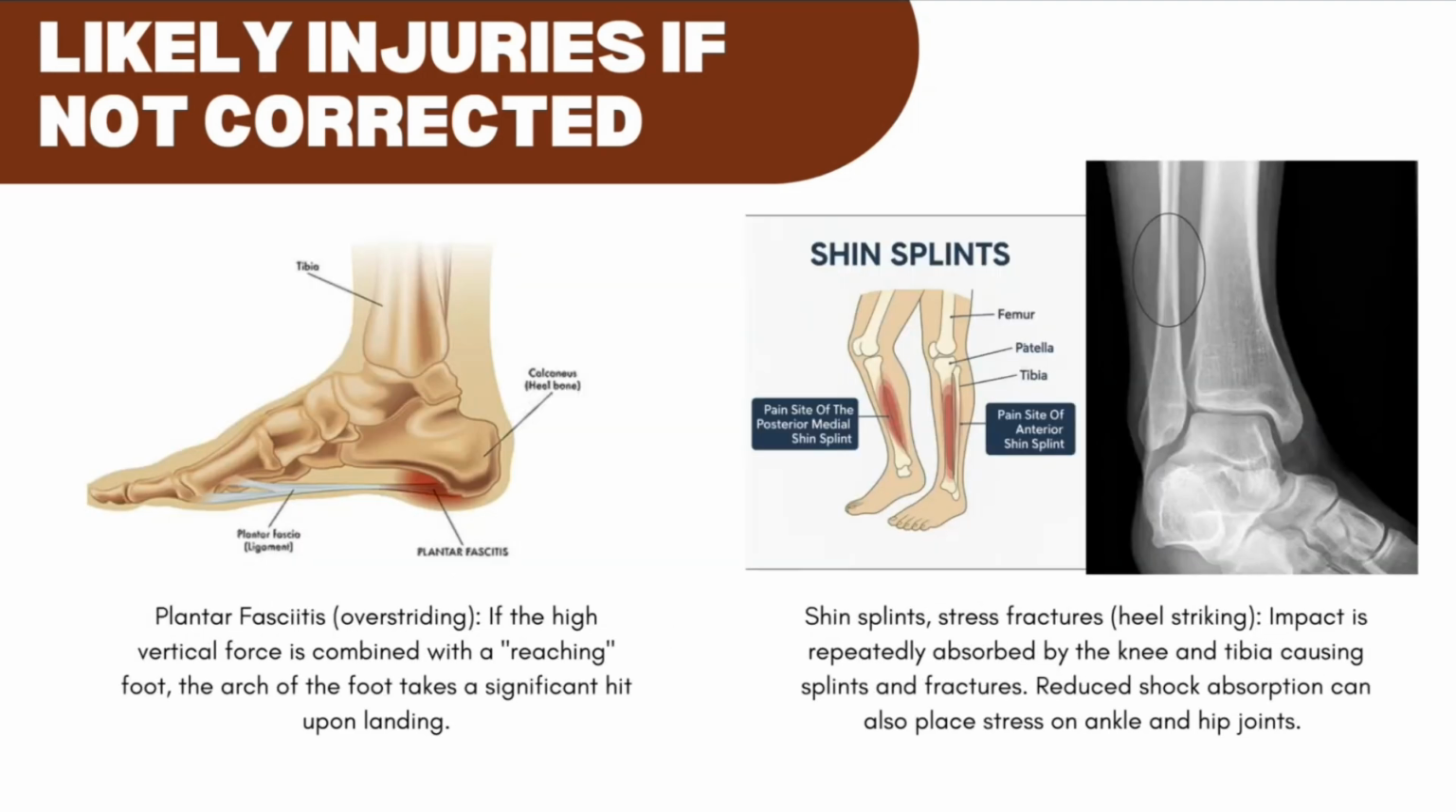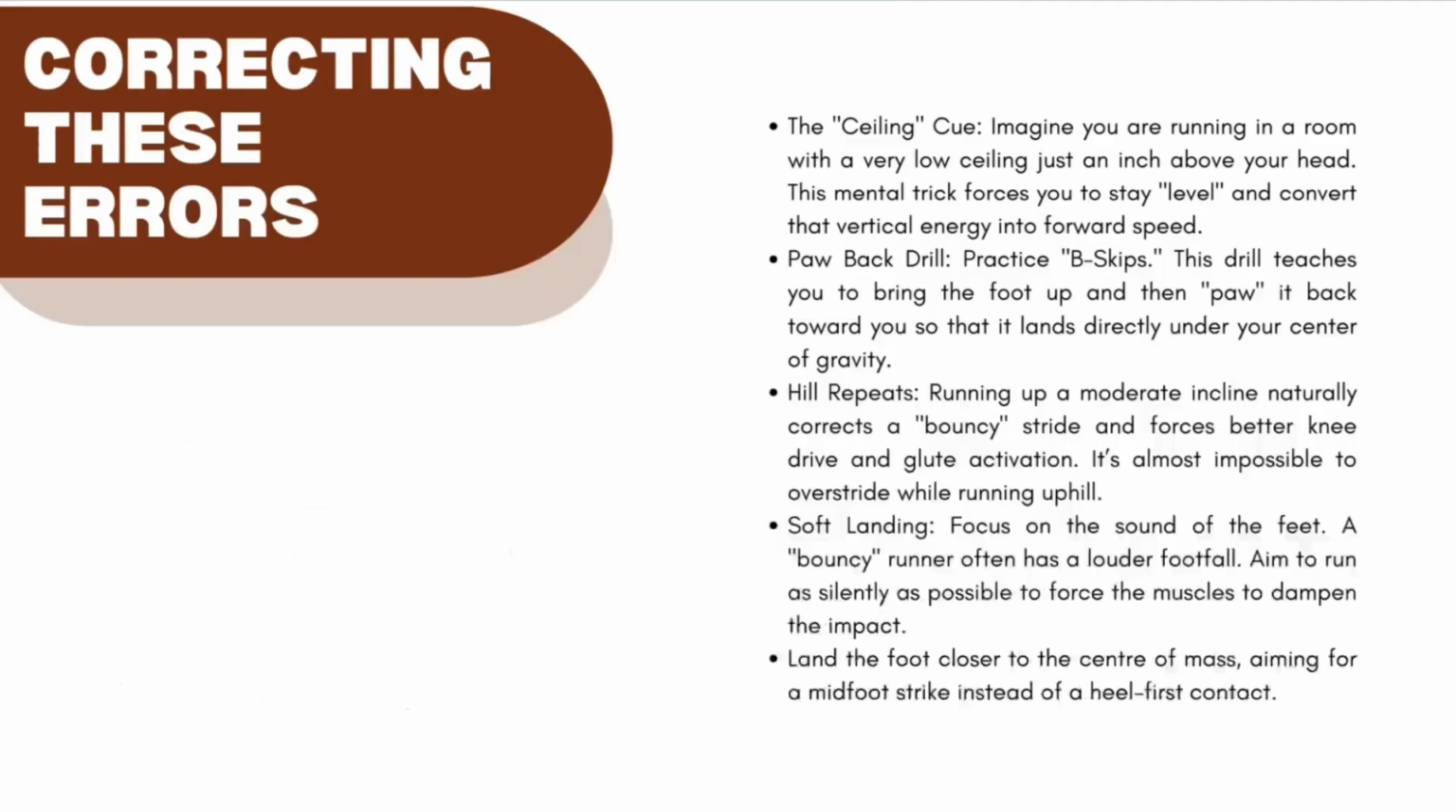Plantar fasciitis, which is caused by overstriding, where if the high vertical force is combined with a reaching foot, the arch of the foot takes a significant hit upon landing. And lastly, shin splints or stress fractures can occur through heel striking, as impact is repeatedly absorbed by the knee and tibia, causing splints and fractures. Reduced shock absorption can also place stress on ankle and hip joints.